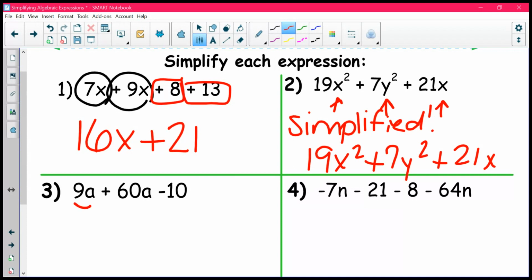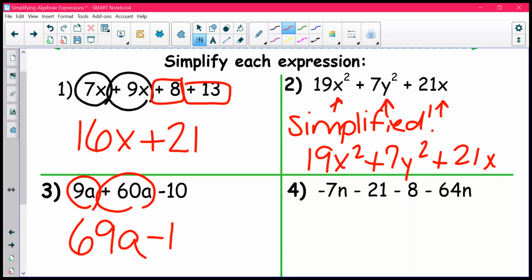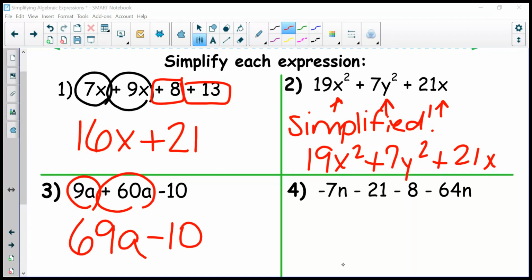The third one, we have 9a plus 60a. It's 69a minus 10. 10 you cannot pair up with anything.